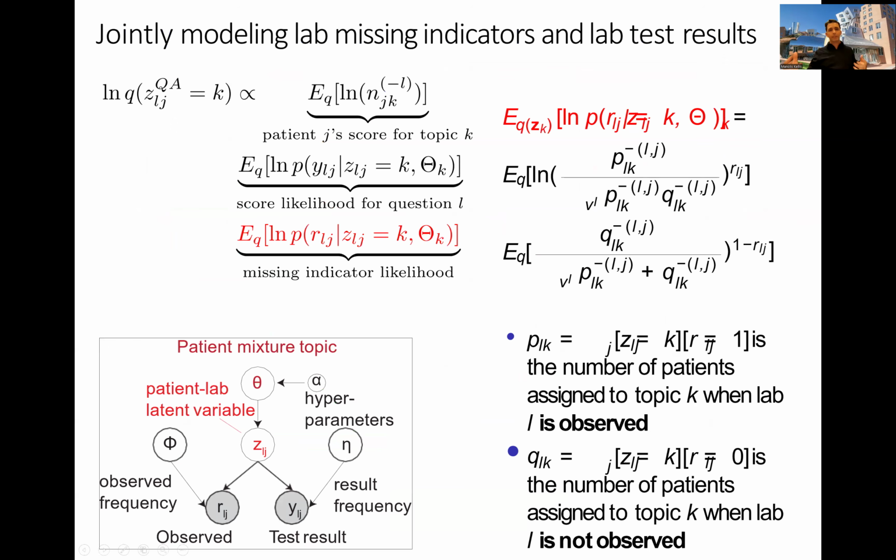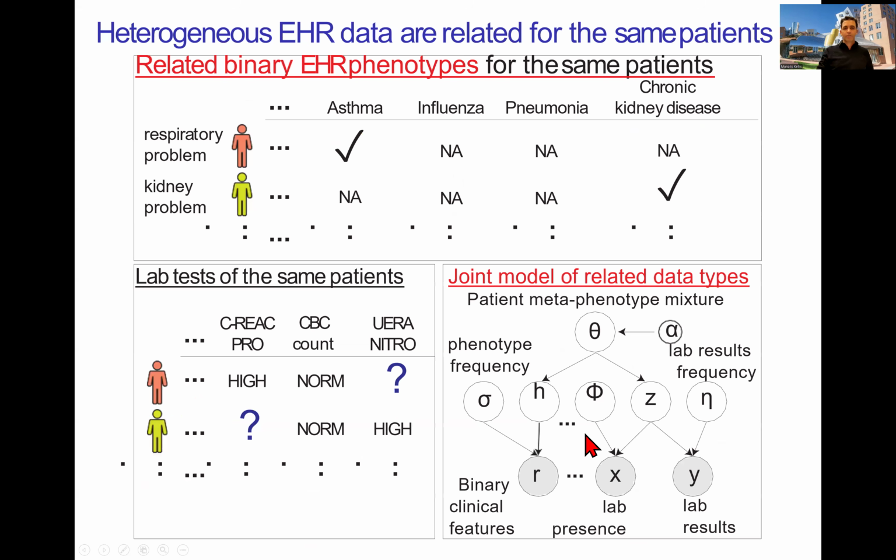So again, you can jointly model the missing indicators and the lab test. You can say, what is the patient score for a given topic? What is the likelihood for a particular question? And what is the missing indicator likelihood? You can input that explicitly in some patient topic modeling, where you're saying what subgroup of patients that patient is sampled from. So you have some observed frequency, you have some patient lab latent variable, you have some hyperparameters, and then you have the test result and the observation of the test.